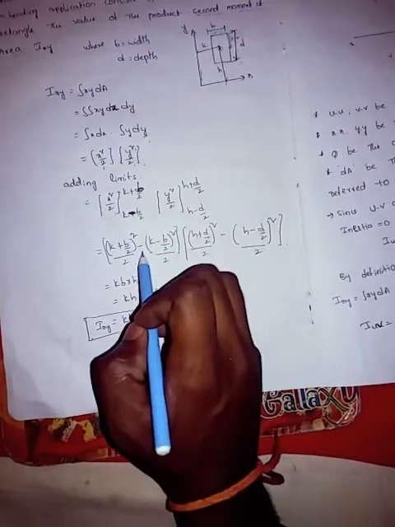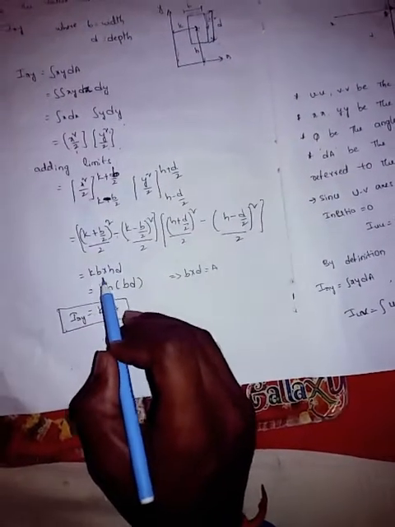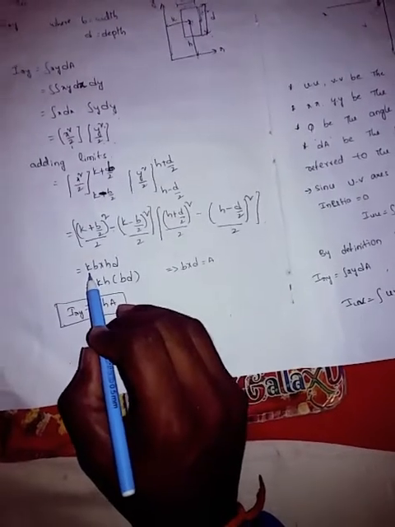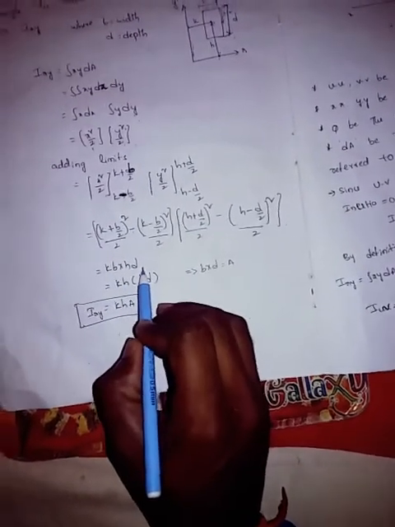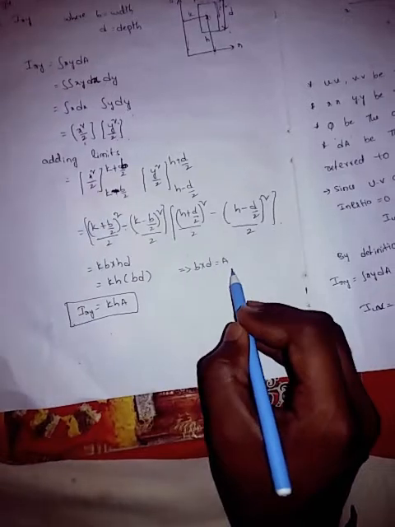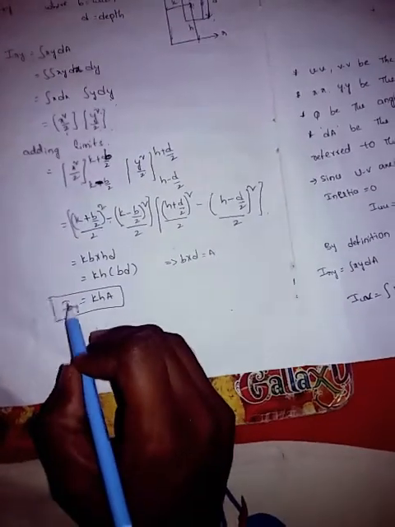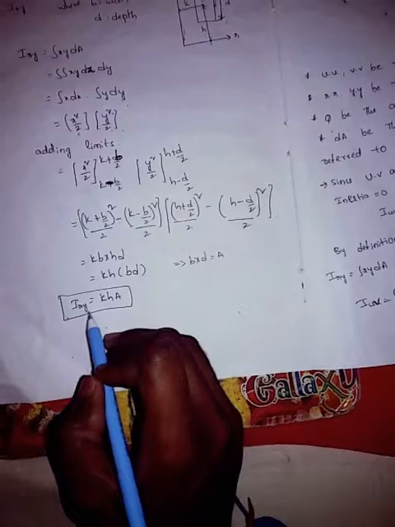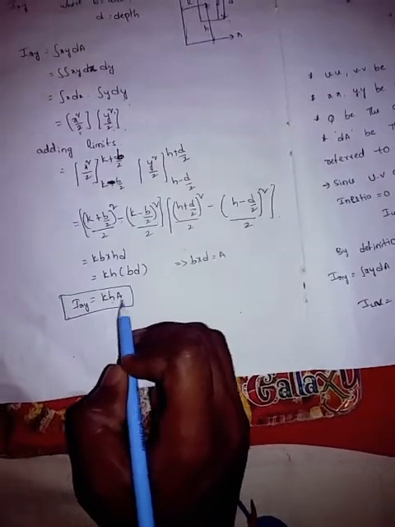Another expression we take with a minus. Solving this, finally we get the kb into hd. Therefore k into h, b into d. Therefore b into d is nothing but area. Finally, the moment of inertia xy expression is equal to kha.